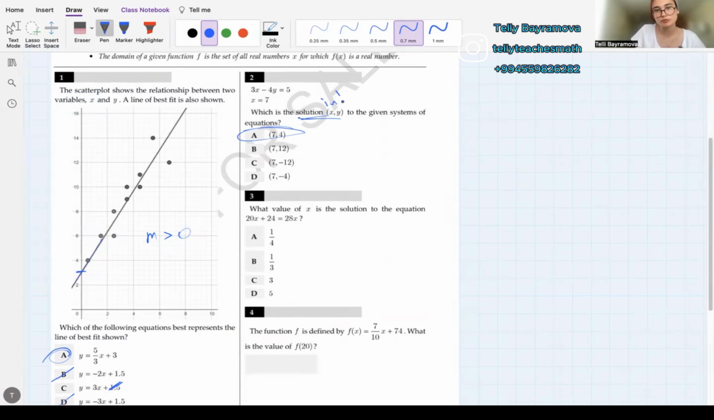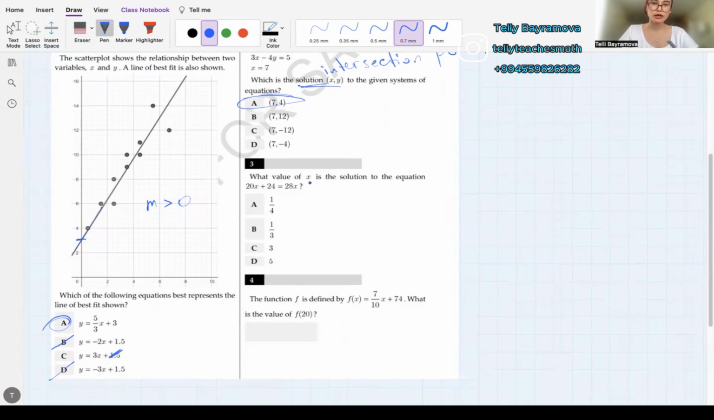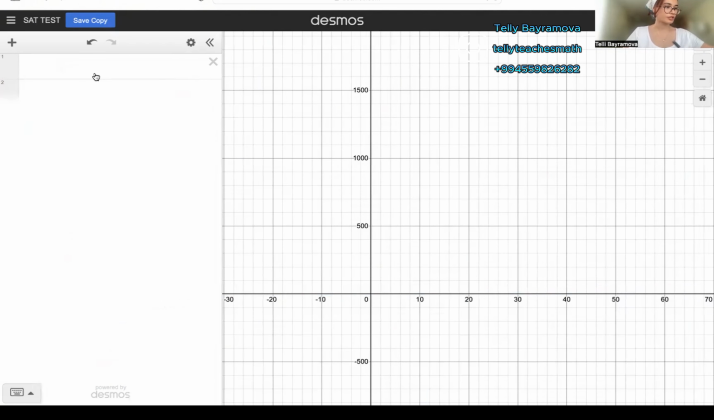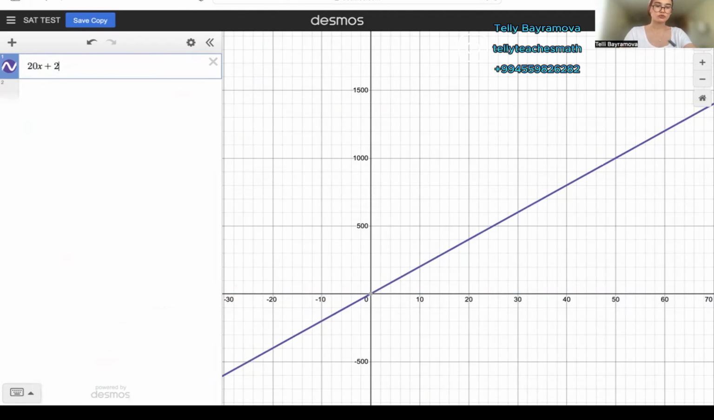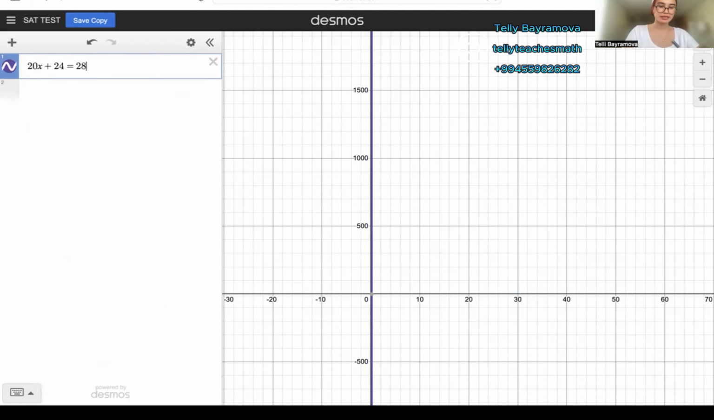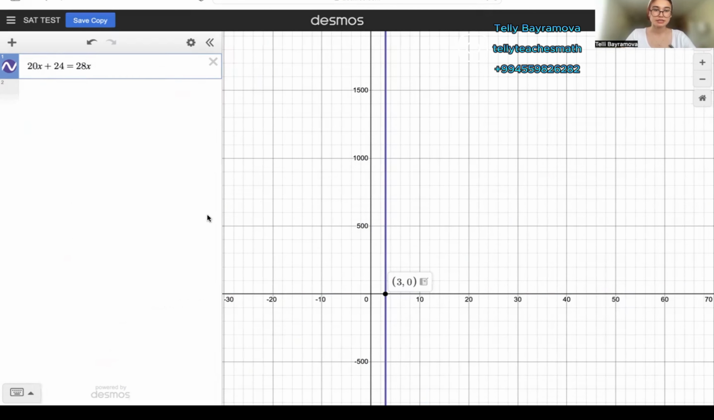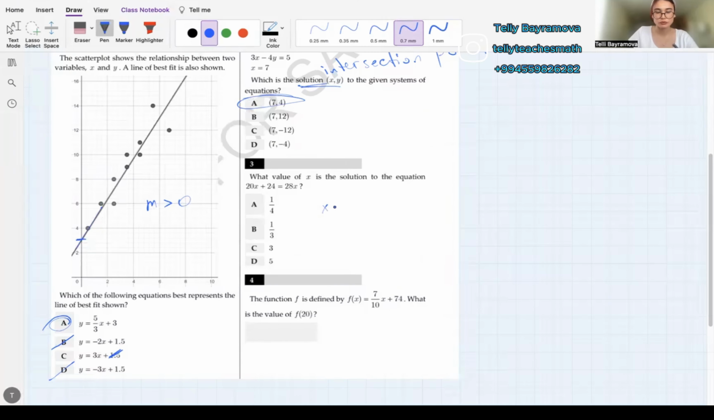A solution means the intersection point. What value of x is the solution of the equation? So again, let's write it in Desmos. What is the equation? 20x plus 24 equals 28x. So the answer is 3 and 0. It means that x will be 3. X equals 3, which is C.